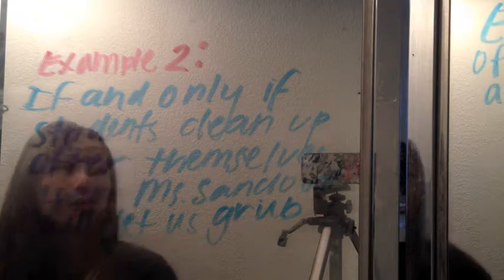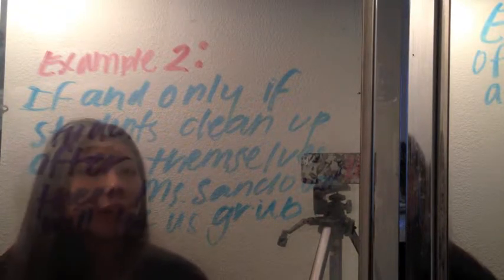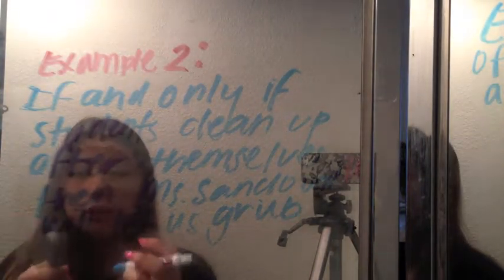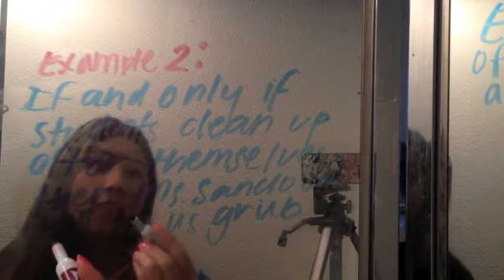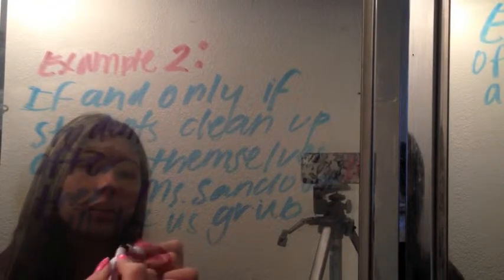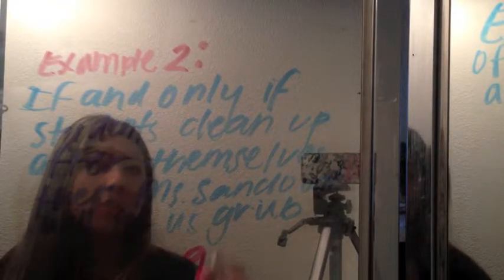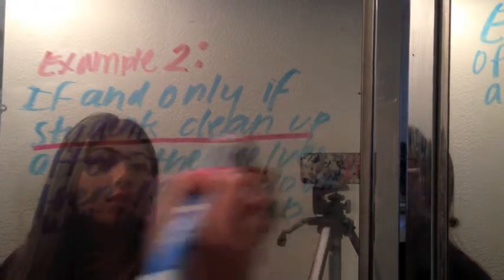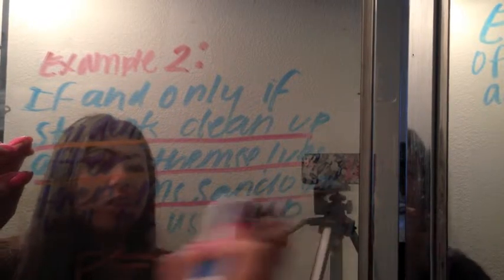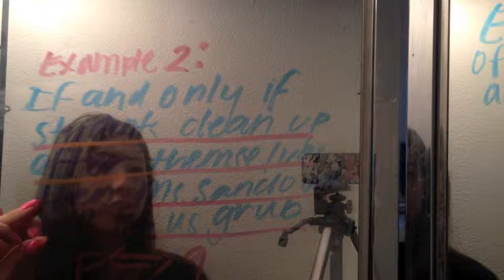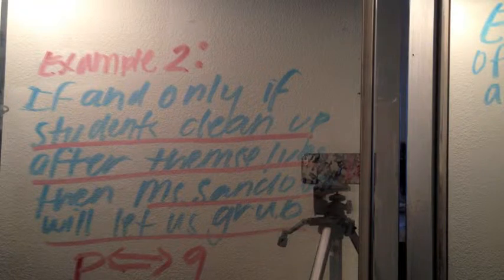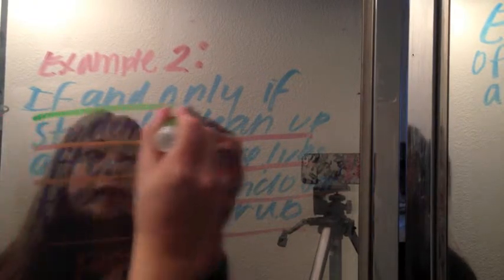So here's example 2. And sometimes they would ask you to write the symbolic form of this example. So the symbolic form would be if and only if P, then Q. Because students clean up after themselves is the first proposition, and Miss Sandoval will let us grub is the second proposition. And don't forget that we have an if and only if statement up here.